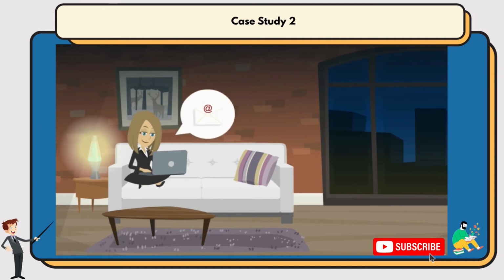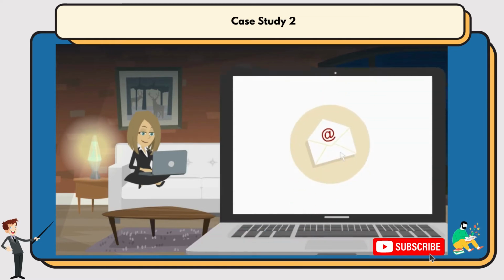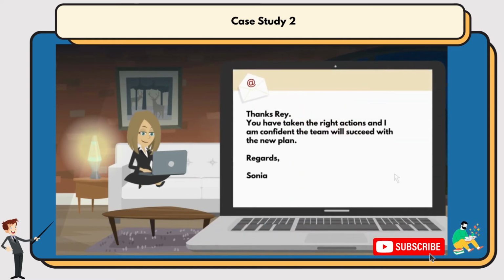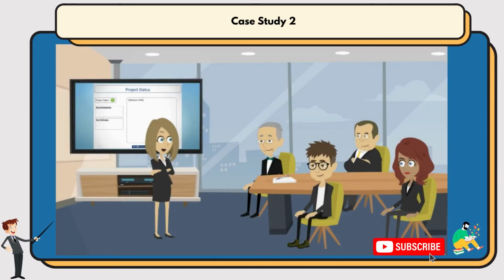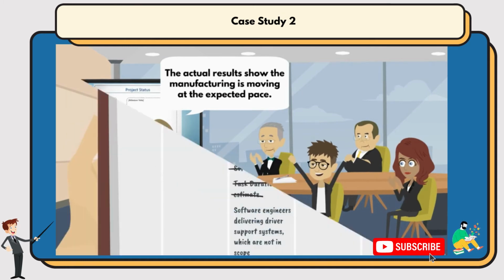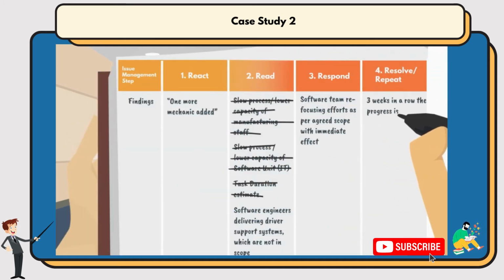Finally, Ray sends a summary to the sponsor, explaining the issue, the root cause and the implemented solution, and the sponsor replies, "Thanks Ray, you have taken the right actions and I am confident the team will succeed with the new plan. Regards, Sonia." During the next few project status meetings, the actual results show the manufacturing is moving at the expected pace. Ray can now validate the issue has been resolved.